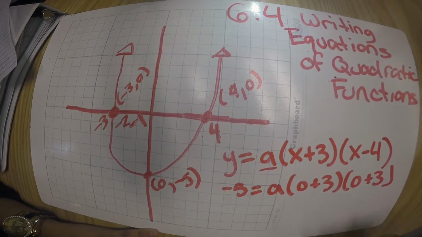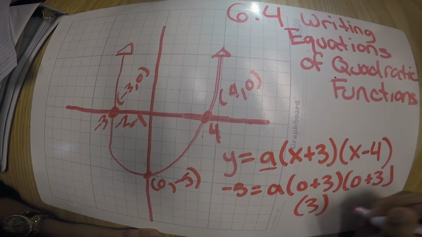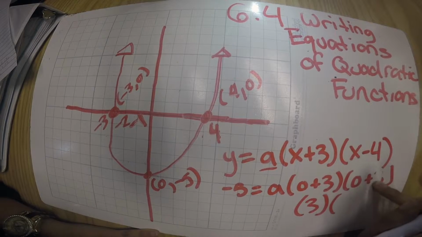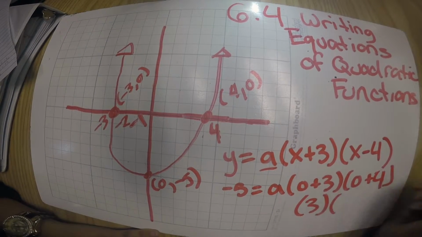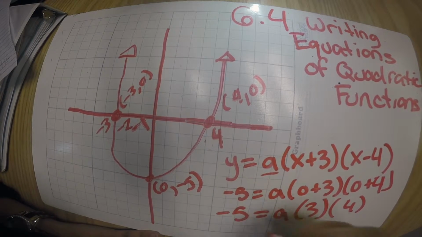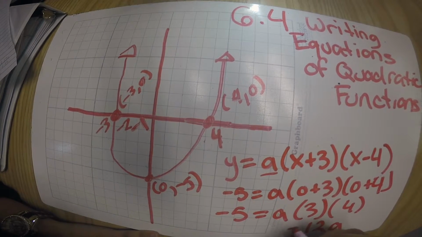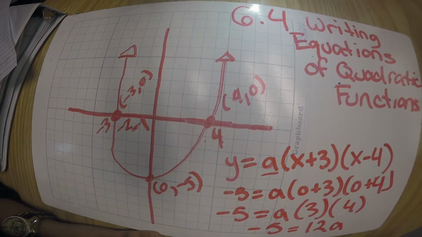And then after that, we do 0 plus 3, which is 3. And then we do 0 minus 4, which is -4. And then we keep the a, and then bring down the -5. And then 3 times -4 is -12, and then have the a attached to it. And then we bring down the -5, divide it all by -12. And then for your a, it will be -5 over -12.